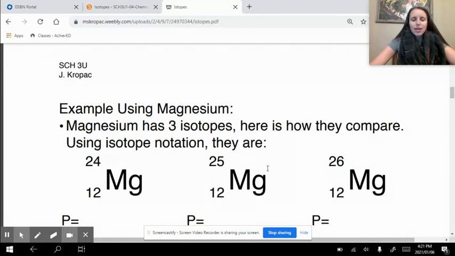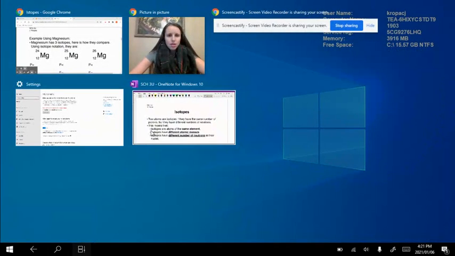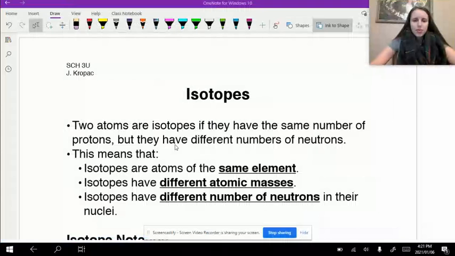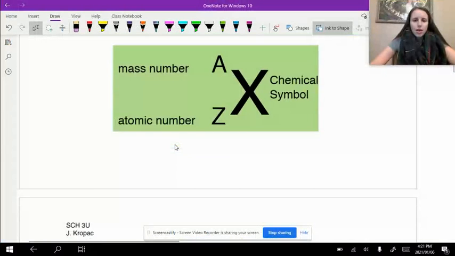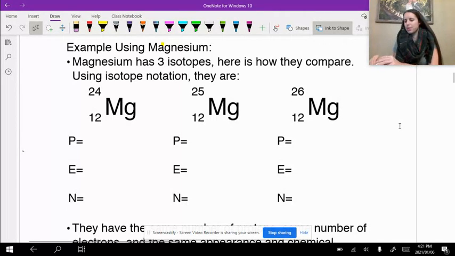Let's take a look at a couple examples using magnesium. I'm actually going to switch to my other screen. There we go. Let's scroll. I'm going to turn my camera off because I'm going to write on this. Actually, you know what? I don't have to write on this yet. We can keep the camera on for now. When I do the other math, we're going to have to turn that off.